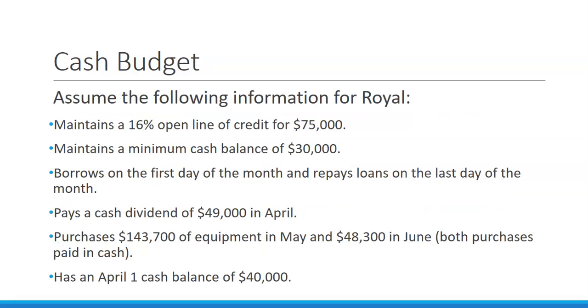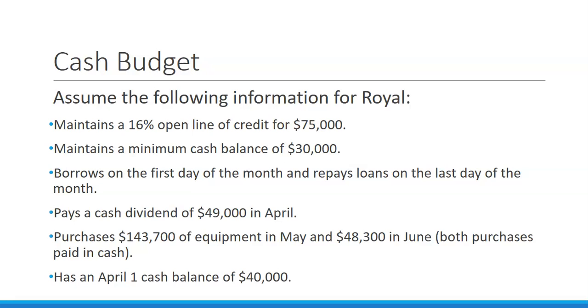So now here we have information about our Royal Company. We have an open line of credit for $75,000 at our bank. This means that anytime we have a cash shortage, we have cash available for us at 16%. We require a minimum cash balance of $30,000. That means anytime our cash is below $30,000, we're going to take a loan against that line of credit.